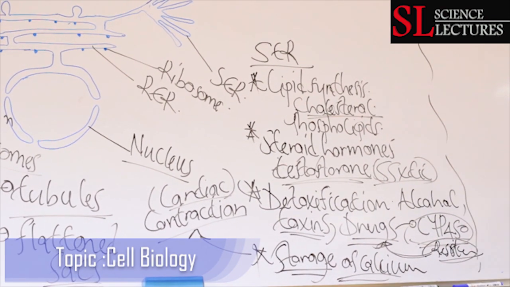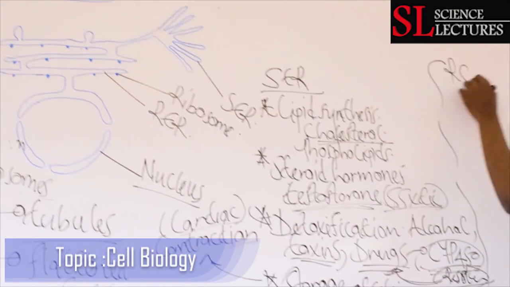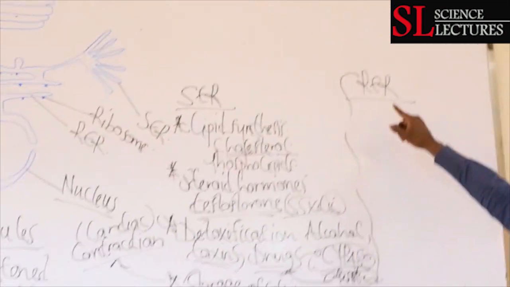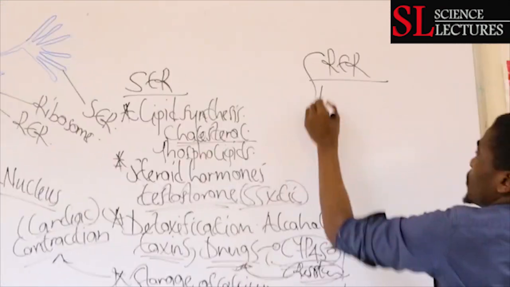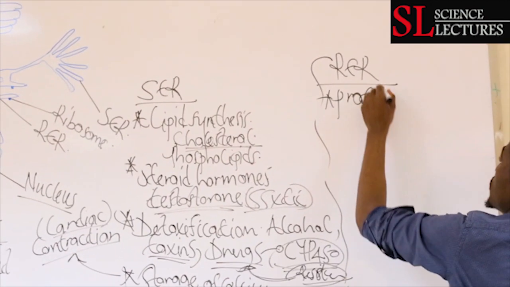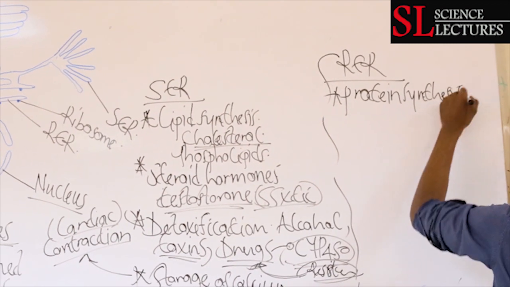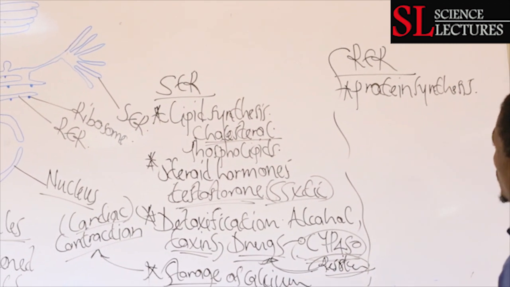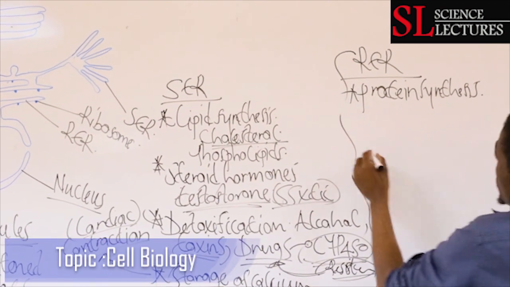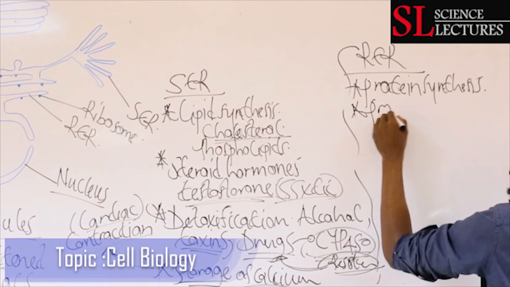Then we can have a look at the functions of the rough endoplasmic reticulum. The rough endoplasmic reticulum is capable of carrying out protein synthesis. So this one synthesizes proteins. But again, it's not only synthesizing proteins. It can also support protein folding.